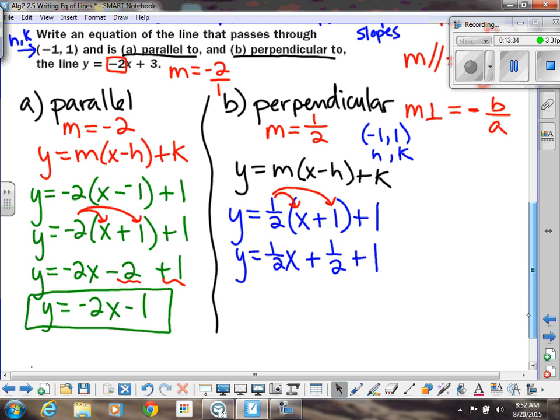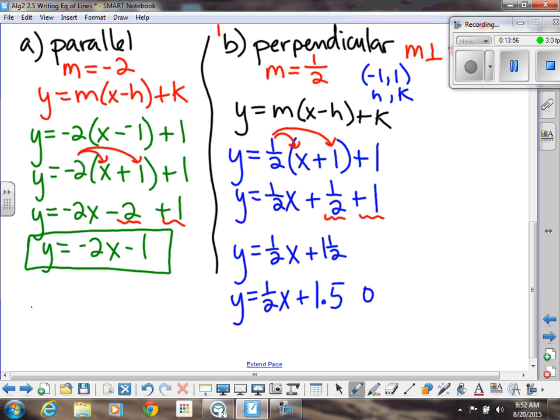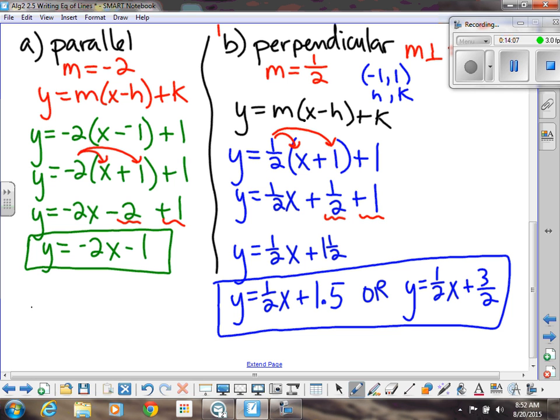Now when I combine these two things together, 1/2 plus 1, you can write that a few different ways. So I have 1/2 x. 1 plus a half is 1.5. But I would prefer that you write it either as 1.5, so like as a decimal, or as a mixed number, so 1/2 x plus 3/2. Okay? So let's get in the habit of doing improper fractions like 3/2, or you can do decimals. And that would be the equation of the perpendicular line.